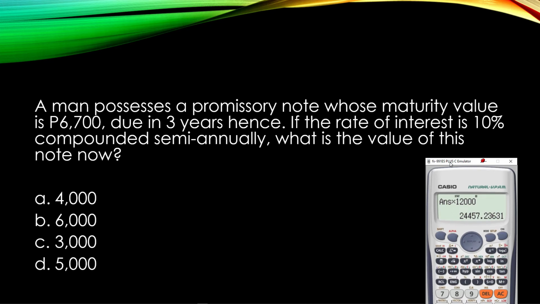Okay. A man possesses a promissory note whose maturity value is 6,700 pesos, due in 3 years. Hence, if the rate of interest is 10% compounded semi-annually, what is the value of the note now? So, probably yung tinatanong sa atin is the present value of the note. So, binigay sa atin yung 6,700. This is the future worth of the money. O, yun yung maturity value niya. So, at the end of 3 years, ito na yung value ng note.